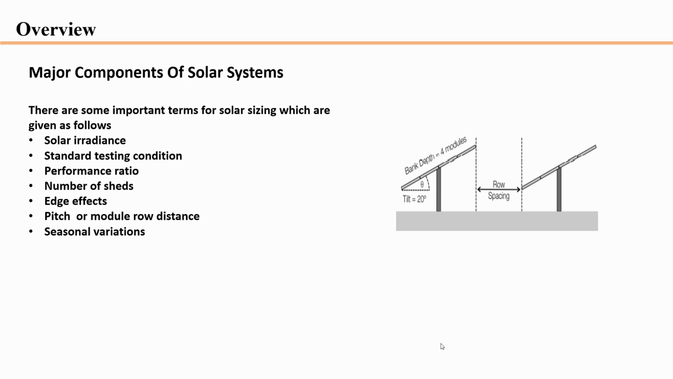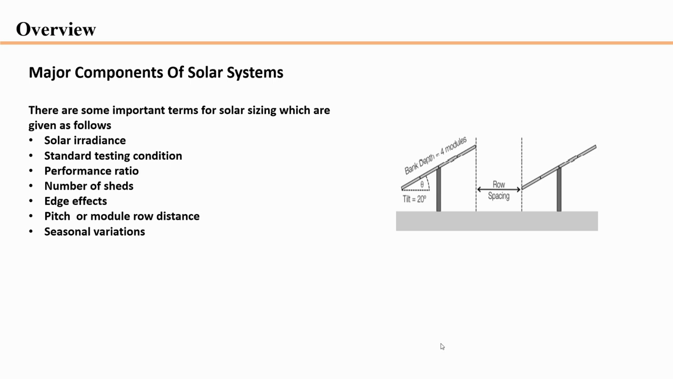The other one is the solar irradiance, which is uniform all around the place. Another main one is the performance ratio, which is the ratio of the actual efficiency to the theoretical efficiency of the solar panel. And the seasonal variation is the variation in solar panel output caused by different seasons.